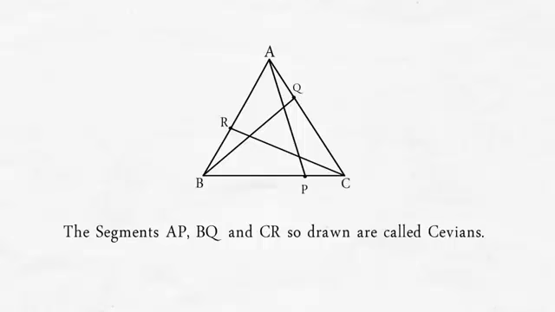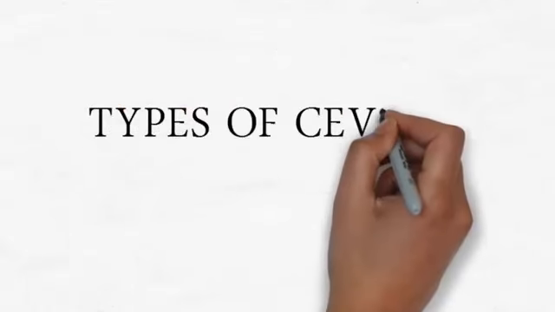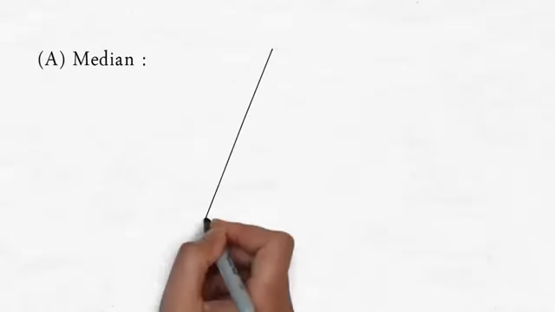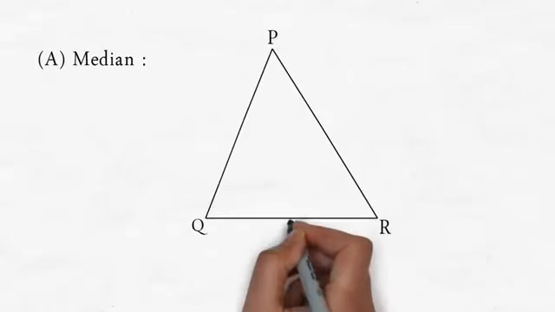Every vertex has infinitely many cevians. Types of cevians. First, median. The line segment joining the vertex of a triangle to the midpoint of its opposite side is called a median of the triangle.